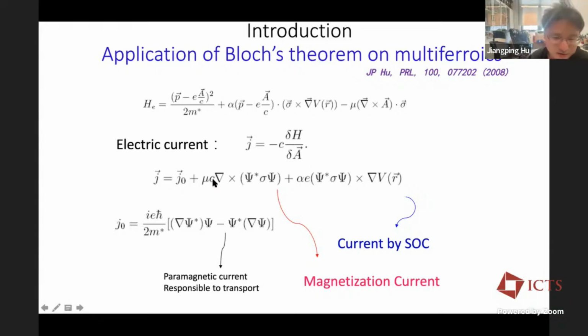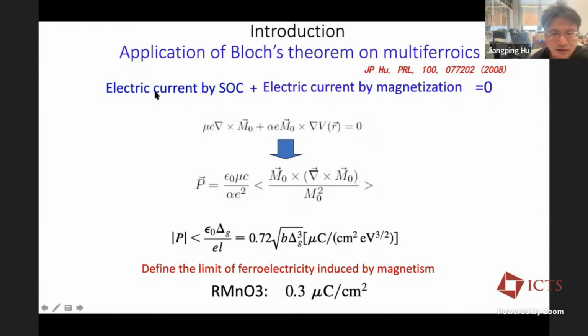Okay, so in an insulator like multiferroics, the paramagnetic current vanishes. But if you want, this still satisfies Bloch's first theorem, then you are left with the electric current by SOC, spin-orbit coupling, and the electric current by the magnetization, which must be added together to also vanish. So you immediately reach an equation like this. You have a magnetization curl, and the magnetization crossed with this potential derivative must vanish.